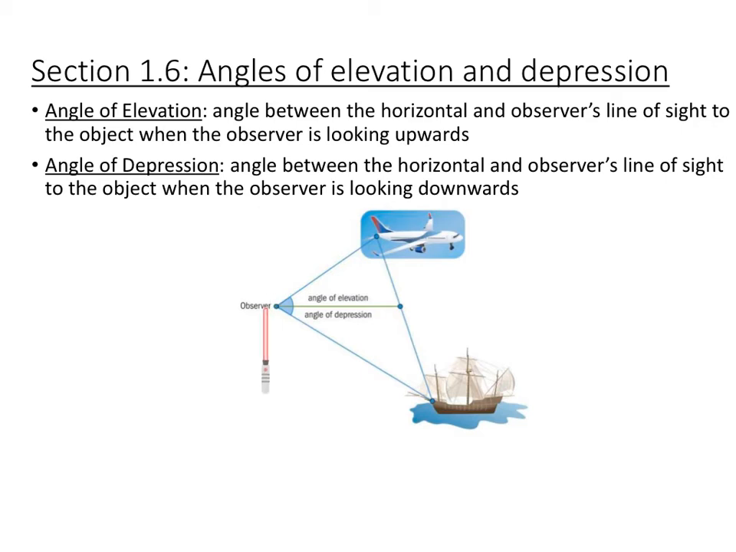So if you imagine like this person standing on a cliff, for example, then if they were looking straight forward, the angle of elevation would be how much they have to look up to see this airplane, and their angle of depression or declination would be how much they have to look down from this horizontal in order to see this ship.